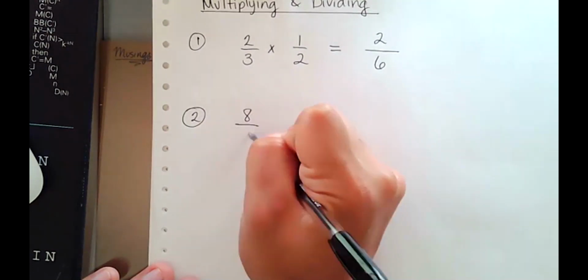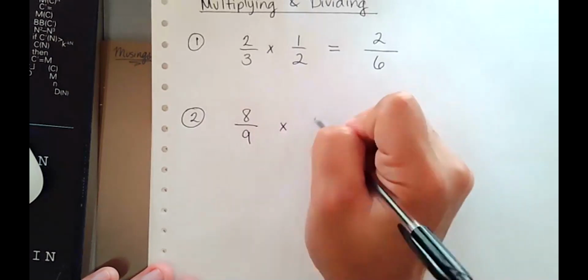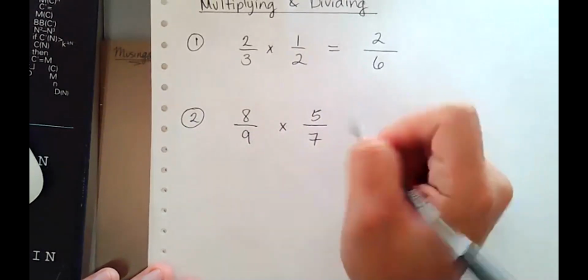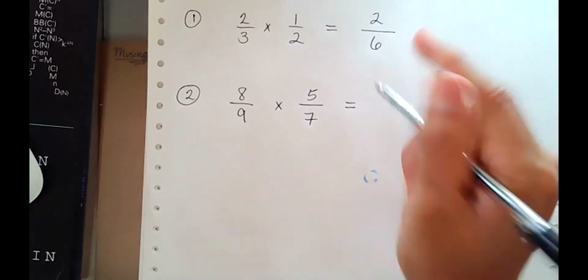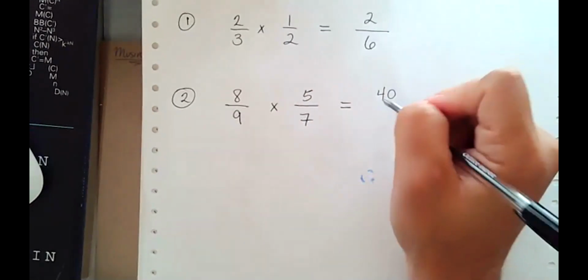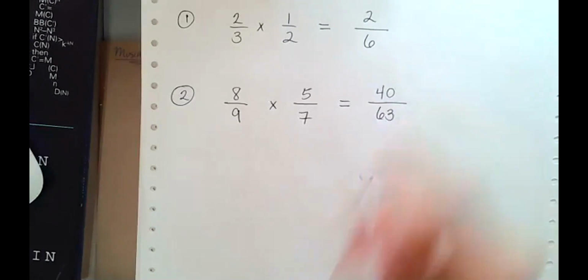Okay, let's look at another one. Maybe 8/9 times 5/7. Can anybody tell me what this one is? And don't worry about reducing it or simplifying the fraction. Just 40 over 63. Yeah. 8 times 5 is 40. 9 times 7 is 63. You guys okay with that? Any questions?